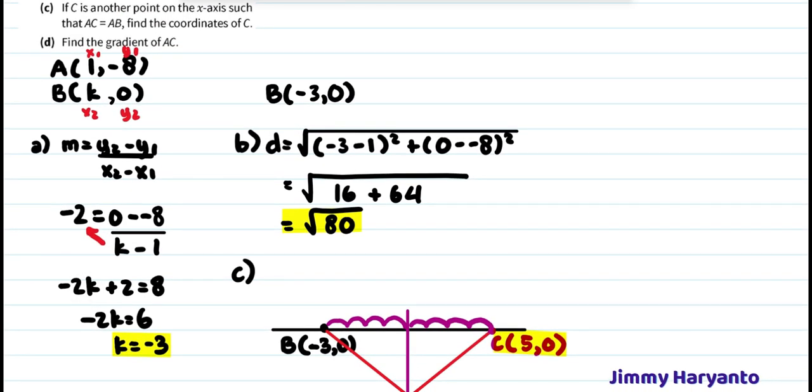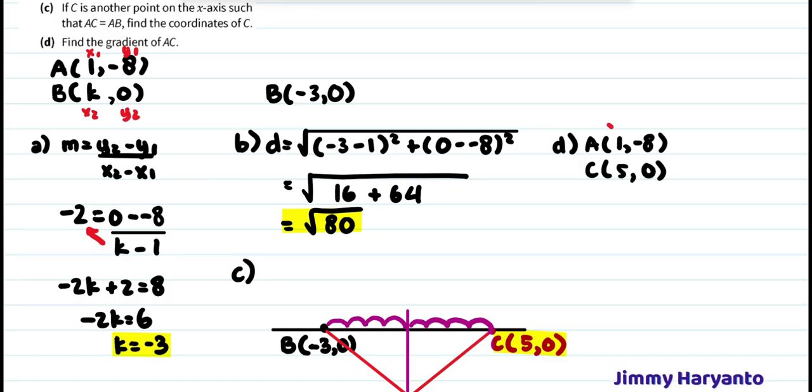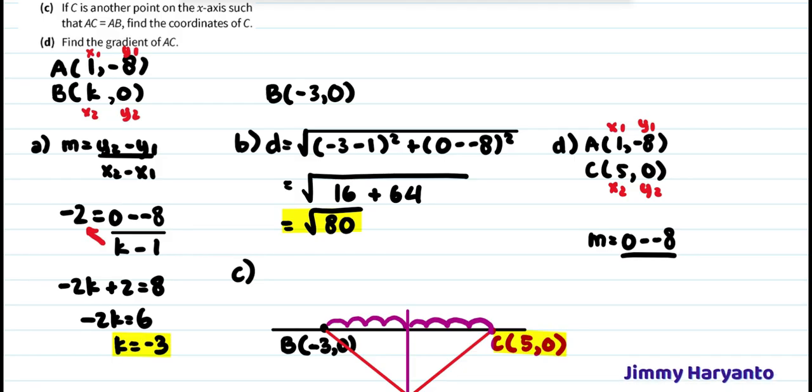And then question D, the question wants you to find the gradient of AC. A is 1, negative 8, and C is 5, 0. Let's say this one is x1, y1, and this one is x2, y2. To find the gradient, you only have to input it into the formula: y2 minus y1 over x2 minus x1. 8 divided by 4 equals 2. So this is the gradient.